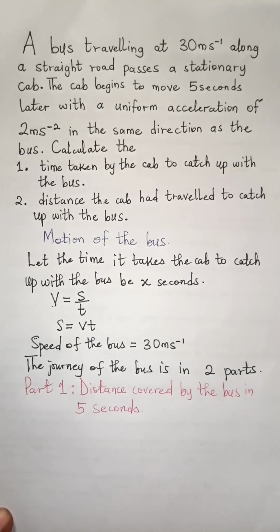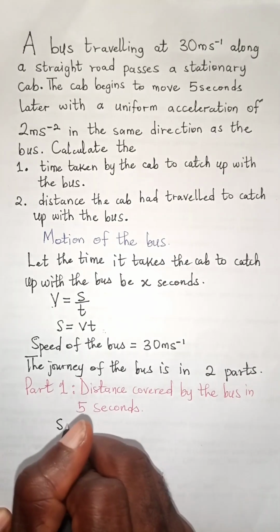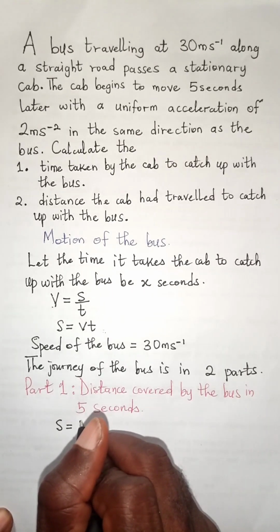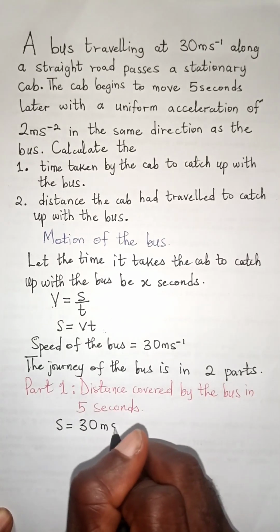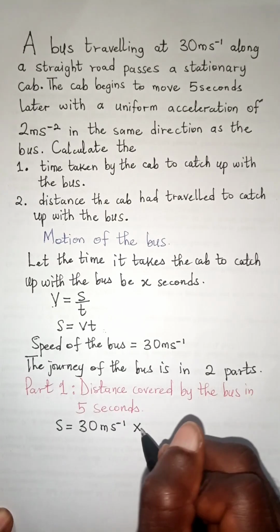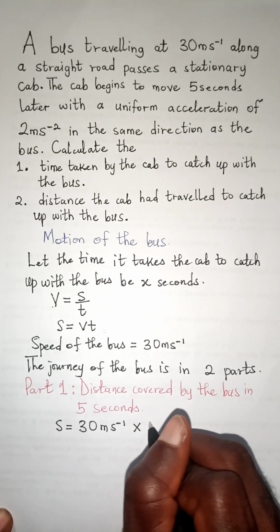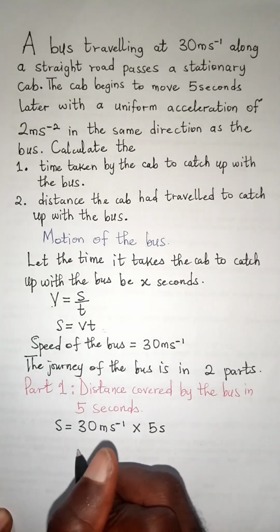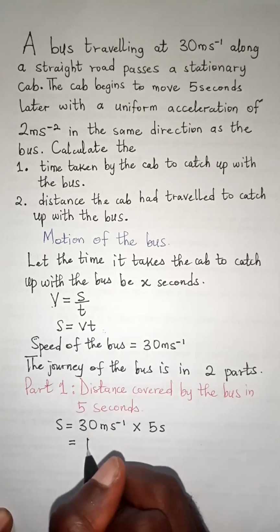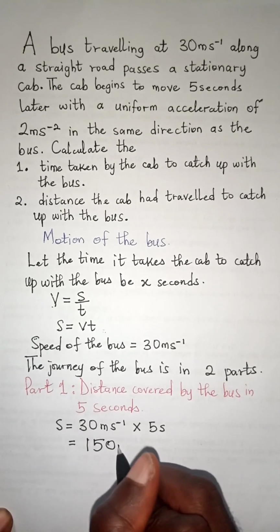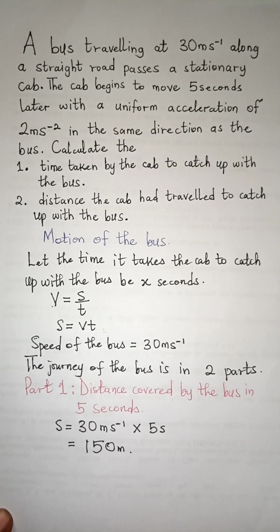So part one is about the distance covered by the bus in 5 seconds. And to get that, using this equation for the distance, we have that the distance s is the speed, which is 30 meters per second, multiplied by the time, which is 5 seconds. Now, this distance is 150 meters when multiplied. That's the first part of the journey. So we go for the second part of the journey.